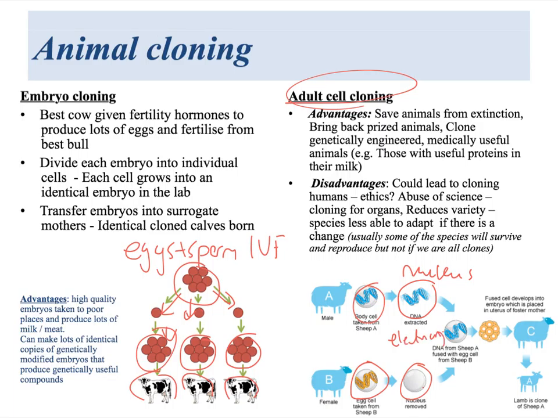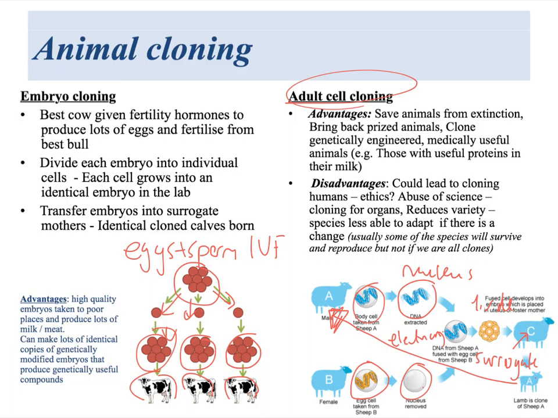We let it divide and then implant into what we call a surrogate mother. And then all the offspring is an exact clone of this one. So it's brilliant for making, if you've got a perfect animal, you could clone it. You could potentially save animals from extinction.